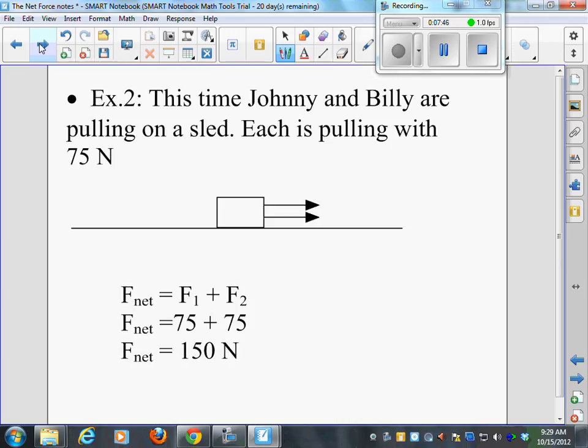The second one, this time they're pulling on a sled. They're both pulling the same way, each one pulling with 75 newtons. So what do you do? You add them together, right? 75 plus 75, net force of 150. I don't think you need to write that.